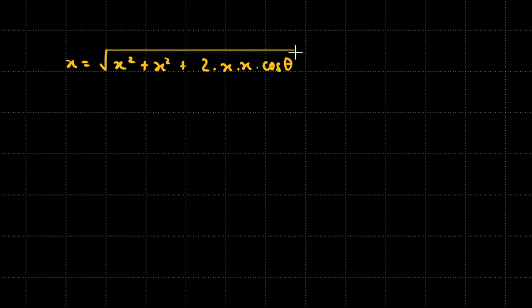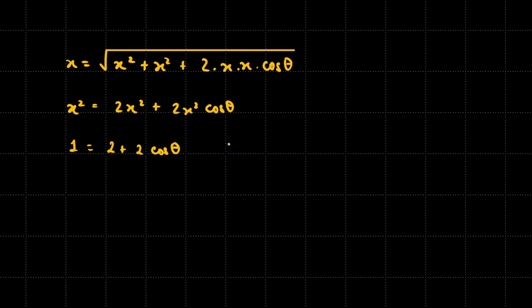So now what to do? Let's just square both sides. If we square both sides, we get x squared, and also do some addition over here. This will be 2x squared plus 2x squared cos theta. Dividing everything by x squared, dividing the left hand side and the right hand side by x squared, you will get 1 equals 2 plus 2 cos theta.